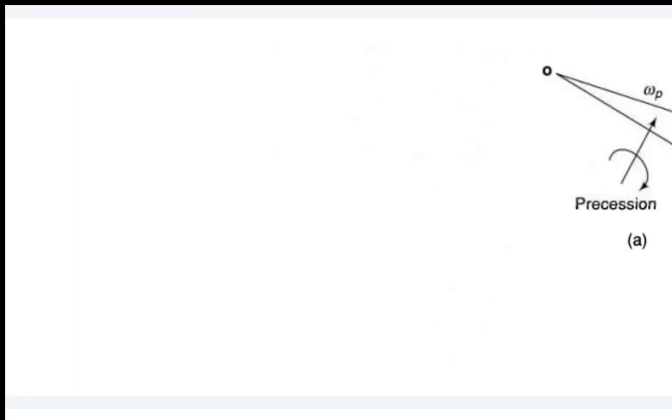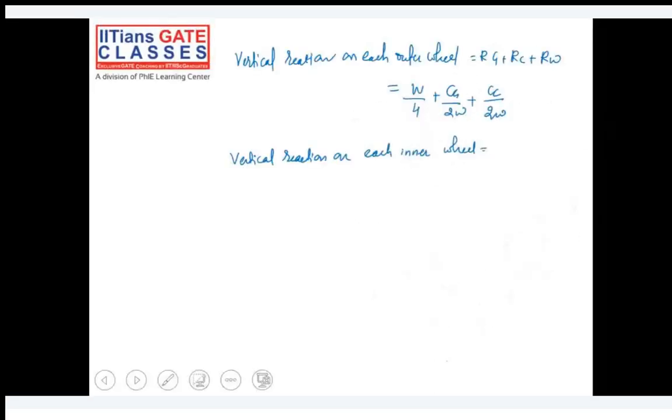It is W by 4 minus CG by 2W minus CC by 2W. All of them have to be upward. Everything has to be upward. Then only we can make sure that none of the wheels is lifted up. This we have to make sure.